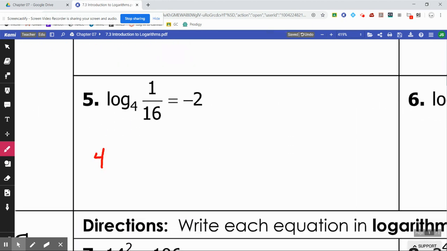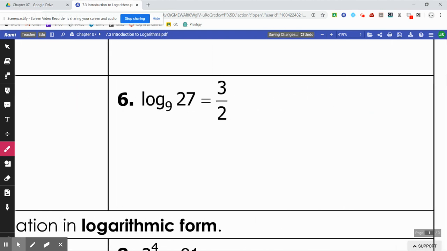4, the base of the logarithm, raised to this power, that's the exponent on the other side, is equal to the argument, or 1/16. Number 6, 9 to the 3/2 power is equal to 27. Now's a great time to review what that 9 to the 3/2 means. And you can check this. Second root of 9 to the third would be 3 to the third power, and that does equal 27.